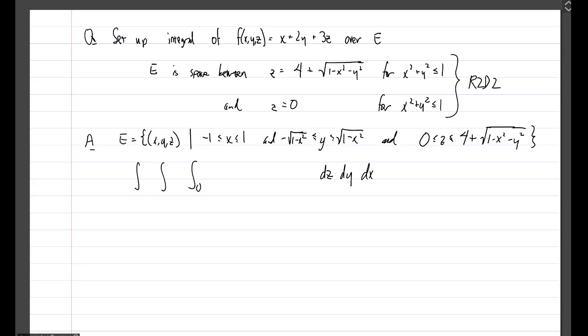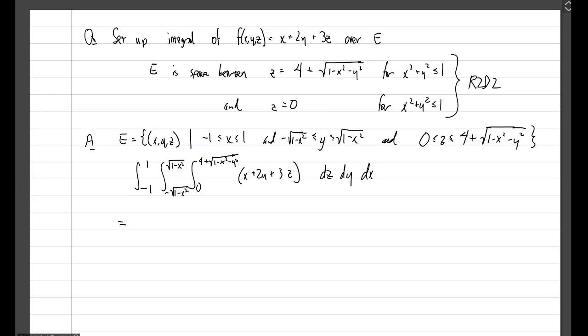Z we saw goes from 0 to 4 + √(1 − x² − y²). Y goes from −√(1 − x²) to +√(1 − x²), and x we saw goes from negative 1 to 1, and the function we're integrating here is x + 2y + 3z. Whew. Okay, so this is a little messy, right, as written, but it can be done.